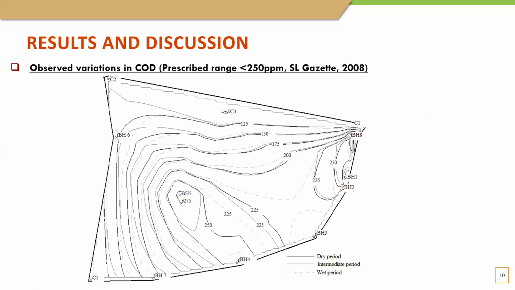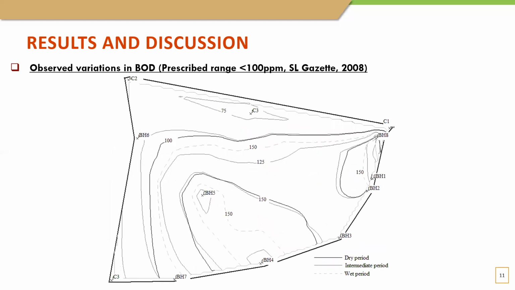The chemical oxygen demand of the water samples ranges between 80 to 335 milligrams per liter, with boreholes 1, 2, 5, and 7 exceeding the standard value of 250. Next is BOD values. The biochemical oxygen demand of the water samples ranges between 48 to 220 milligrams per liter. Boreholes 1, 4, 6, and 8 exceed the 100 milligrams per liter limit.